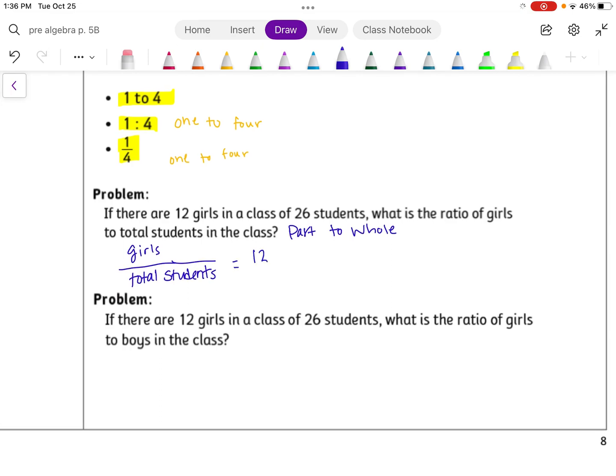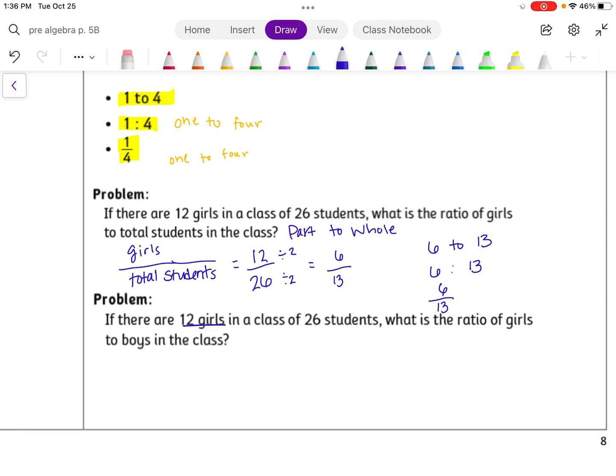So this could be 12 to 26. Okay, it would be our part to whole here. And if we simplify that, 2 goes into 12, 2 goes into 26, that will leave us with 6 to 13. So we say we have a ratio of 6 to 13, or 6 to 13 for every, right, there are 6 girls for every 13 students.